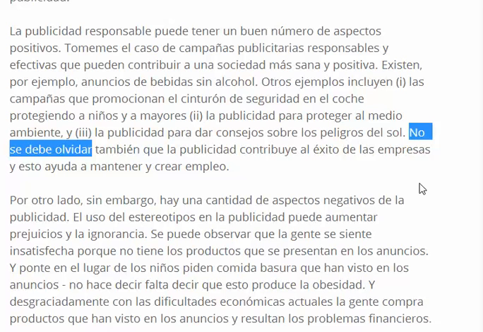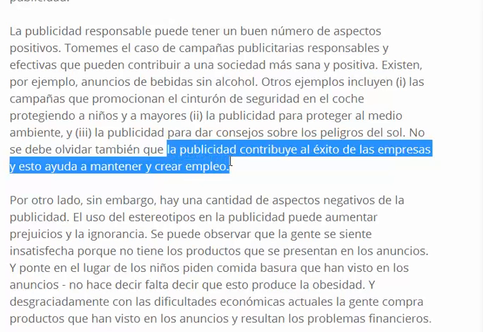There's another: No se debe olvidar. One must not forget that publicity, and here is another example, contributes to the success of companies, que la publicidad contribuye al éxito de las empresas. And of course this does help to maintain and create employment. So there I've got a solid, well-structured paragraph with all of the positive aspects, which I've researched from Caboodle and then put into my paragraph number 2.